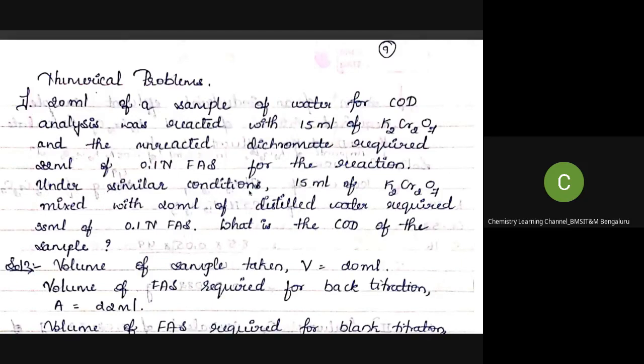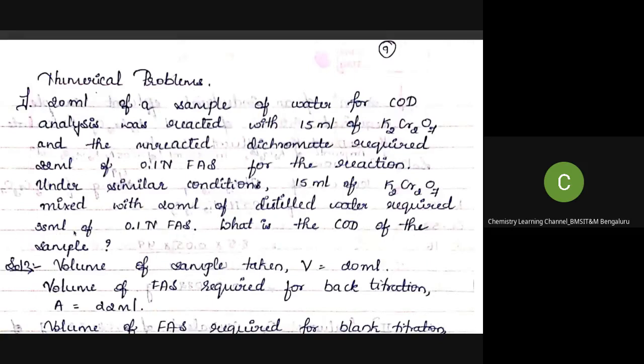Okay, under similar conditions, 15 ml of potassium dichromate mixed with 20 ml of distilled water required 38 ml of 0.1 N FAS. So now 15 ml of potassium dichromate was taken, along with that 20 ml of distilled water was taken and the reaction was carried out. And later, after the refluxing for 2 hours, the sample was taken and it was titrated against FAS.